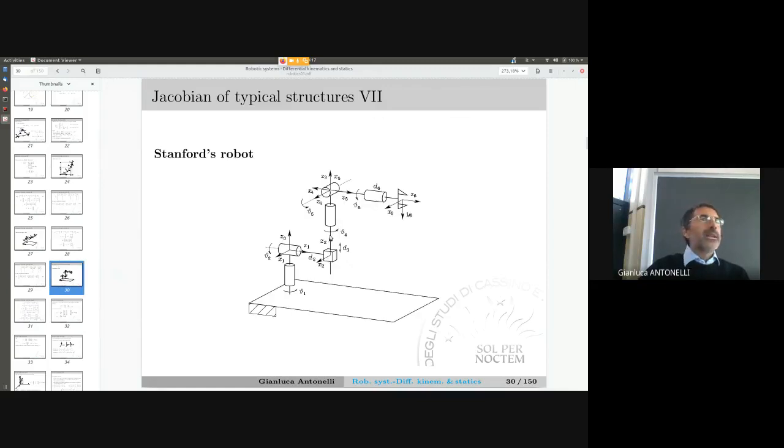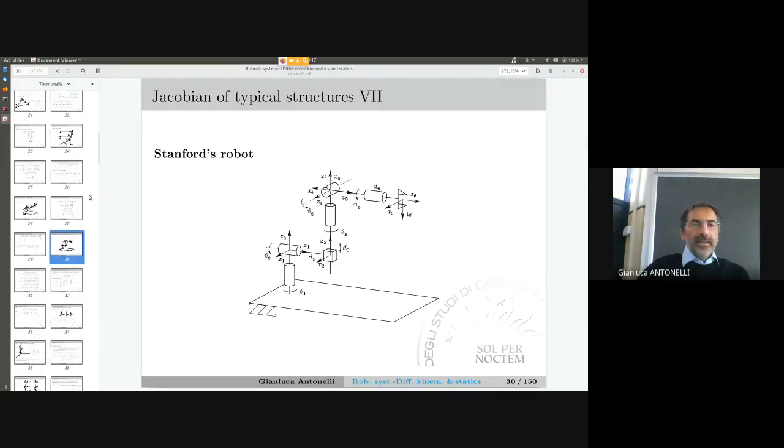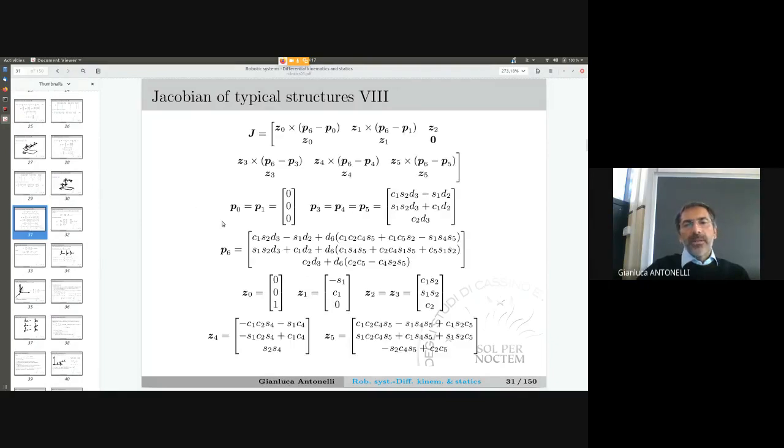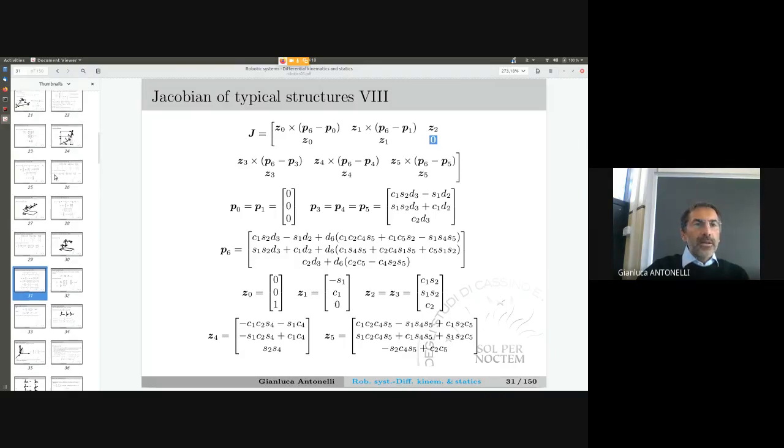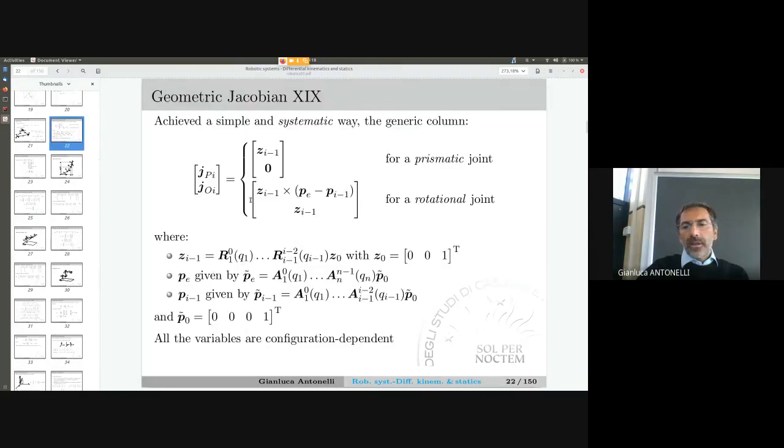We can introduce one prismatic joint and add the spherical wrist. Now, the symbolic expression is a little bit more complex. The only thing that I want to underline and stress here is the third column of the Jacobian. Because I have a prismatic joint, this is Z2 for the positional part and 0 for the orientational part, okay? But this is something that I don't have to remember by heart. I just have to go back to this page and verify that for a prismatic joint, this is the corresponding column of the Jacobian. Okay.